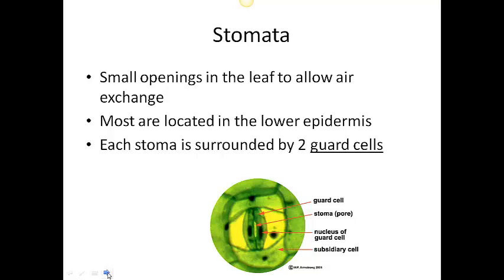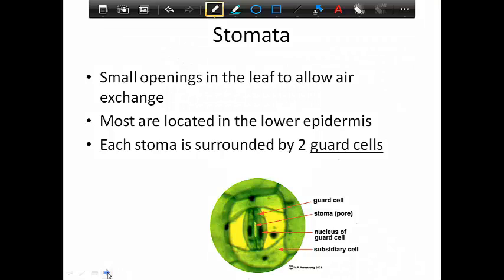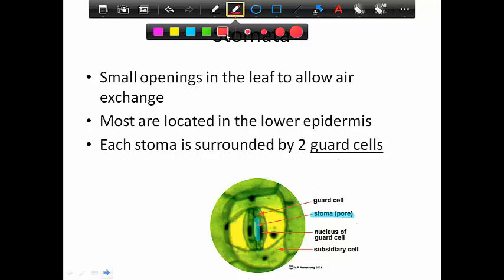Each stoma, or hole, these openings, is surrounded by two special cells called guard cells. And that's where we're getting down into this diagram now. So the actual hole or opening, the stoma, is right here in the middle. It's labeled here as a pore or a hole. And then the guard cells are on either side. They kind of wrap around that opening, and that's labeled here as a guard cell.